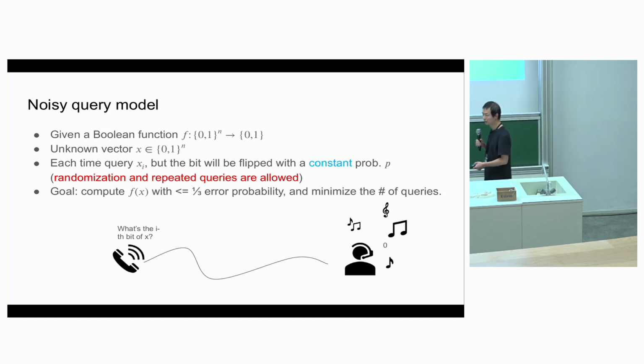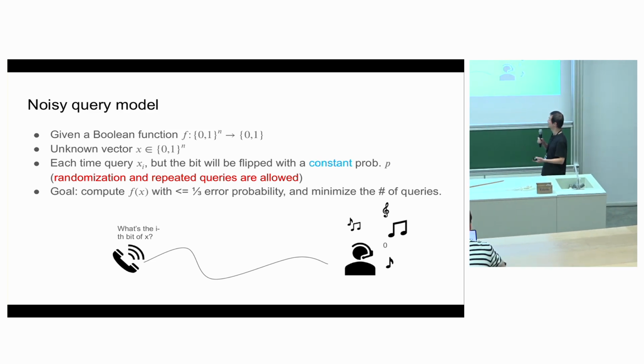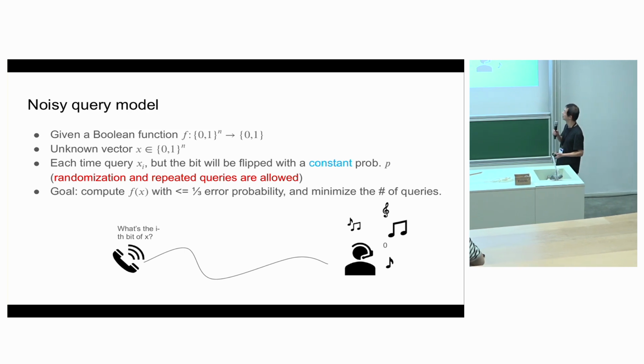Okay, great. So let's start with the noisy query model. The task here is, we're given a Boolean function and we want to compute this function. The input is an unknown vector, think of it as an n-bit string. It is not given to you, but of course you want to compute the output of the function. The way to do that is you can use query access to this input x. But the catch is that each time you query a bit, the answer is not exactly the bit, but the bit will be flipped with some constant probability, let's say p, think of it as 1/3 or something. Doesn't really matter. So this corresponds to a noisy query model.